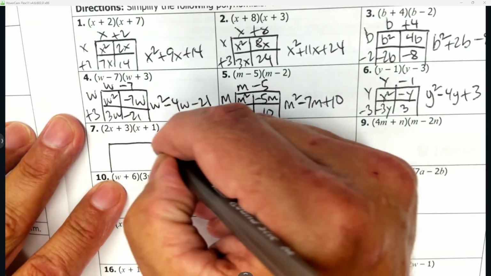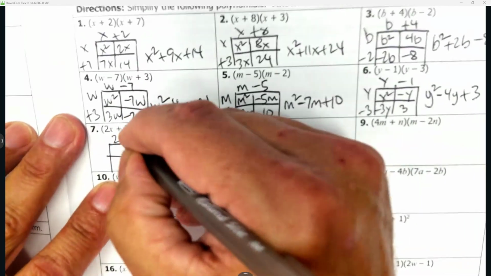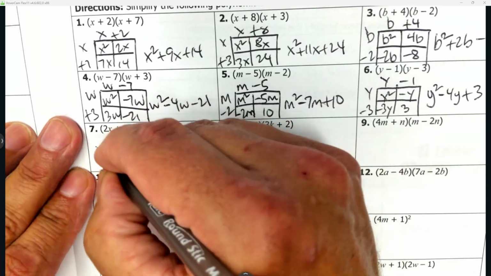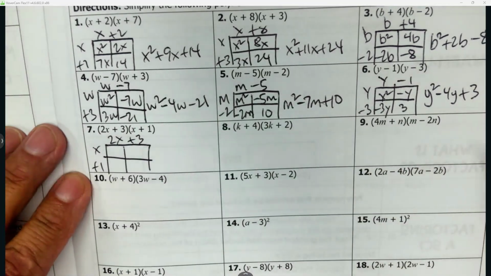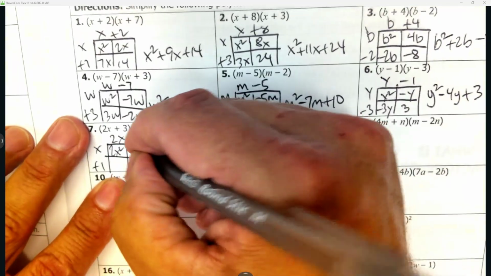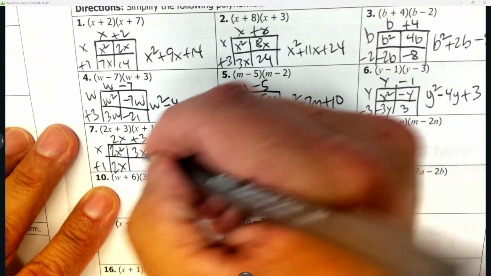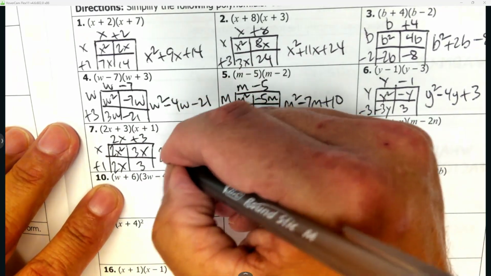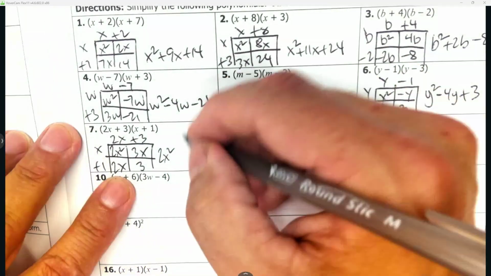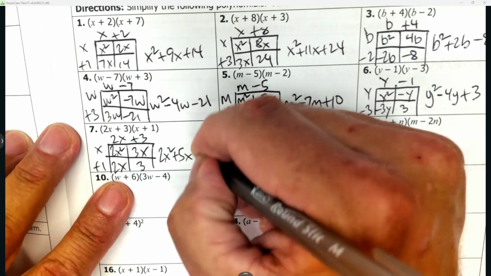Multiply it out. Again, hopefully you're not copying the video, but you've done the work and are checking to make sure you did it right. We're going to multiply it out and then combine like terms. So the answer is 2x squared, 2 plus 3 is 5x, and then plus 3.